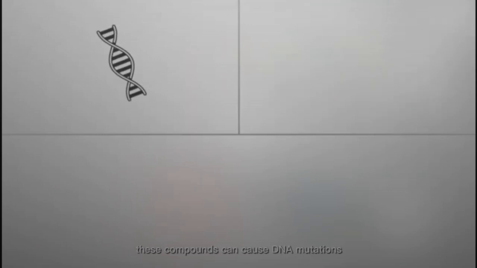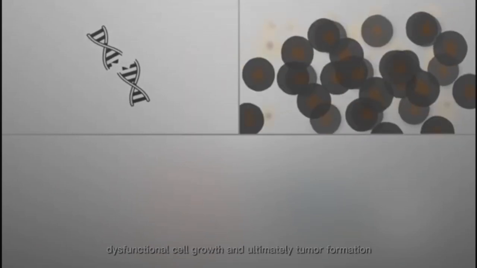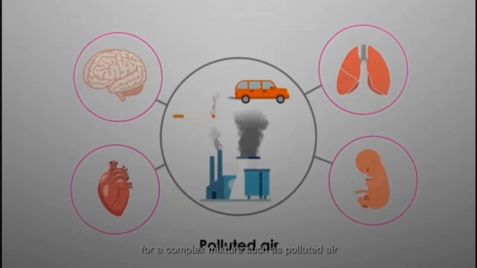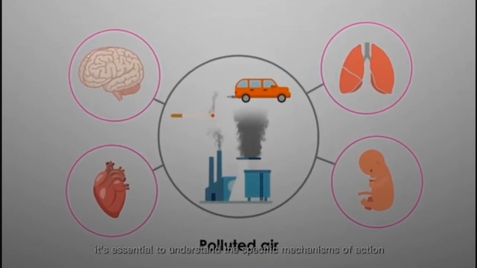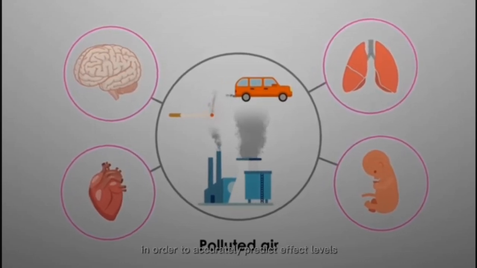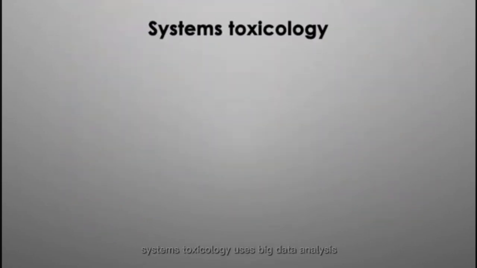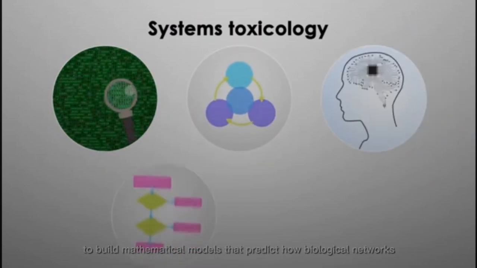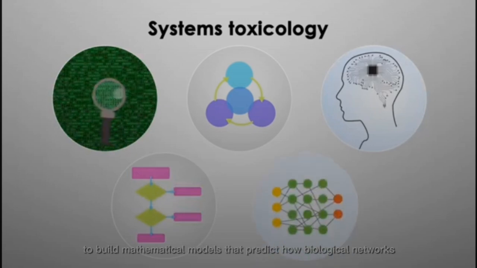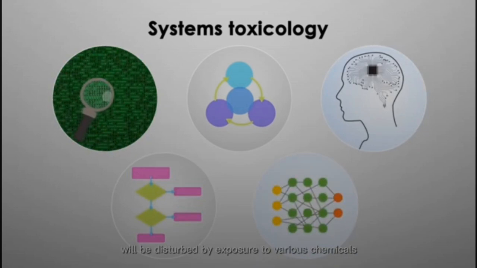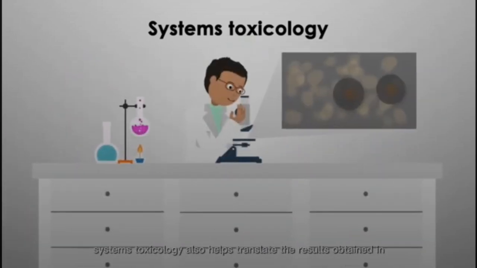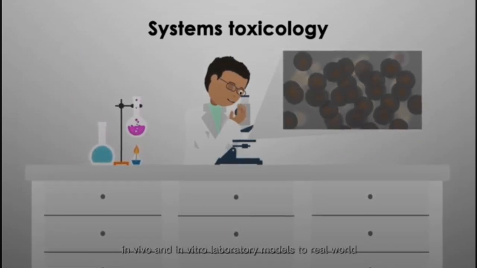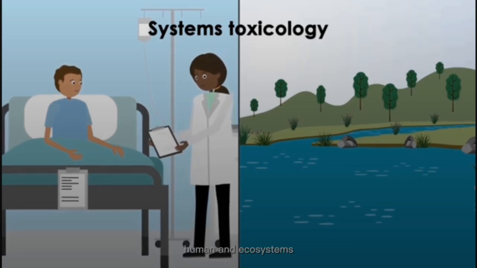Polluted air, for example, contains toxicants such as carbon monoxide and solid particles. These compounds can cause DNA mutations, dysfunctional cell growth, and ultimately tumour formation. For a complex mixture such as polluted air, it's essential to understand the specific mechanisms of action in order to accurately predict effect levels. Systems toxicology uses big data analysis with informatics and artificial intelligence tools to build mathematical models that predict how biological networks will be disturbed by exposure to various chemicals. Systems toxicology also helps translate the results obtained in vivo and in vitro laboratory models to real-world human and ecosystems.